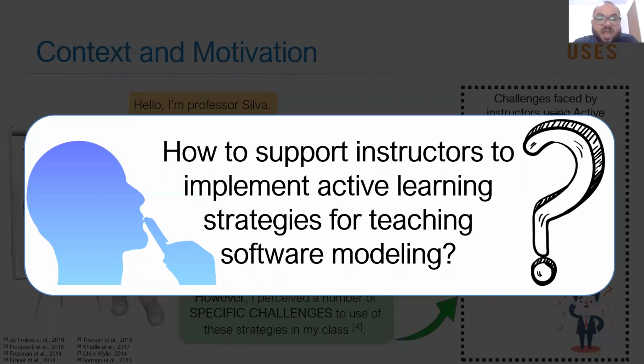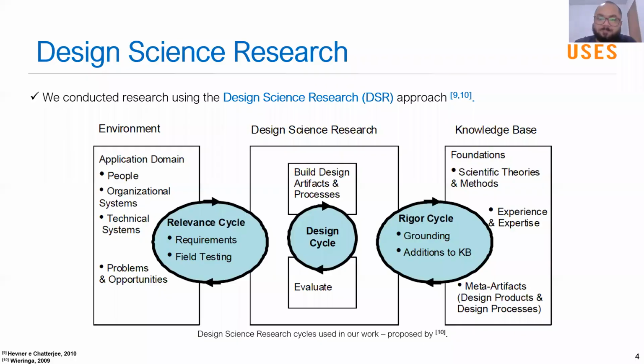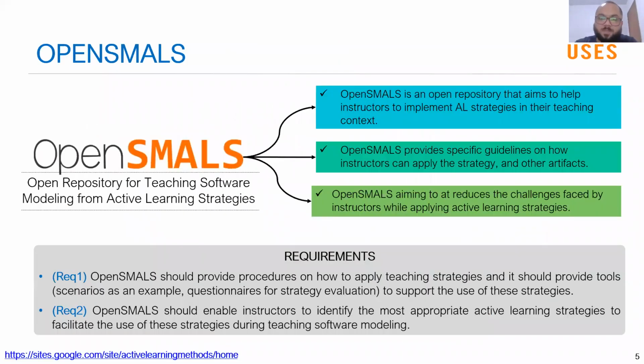Based on this context, our research question is: how to support instructors to implement active learning strategy for teaching software modeling? To help us, we use the design science research approach. This approach is used to create and evaluate new artifacts in information systems and educational research. The artifact we design is OpenSmall, an open repository for teaching software modeling from active learning strategies.